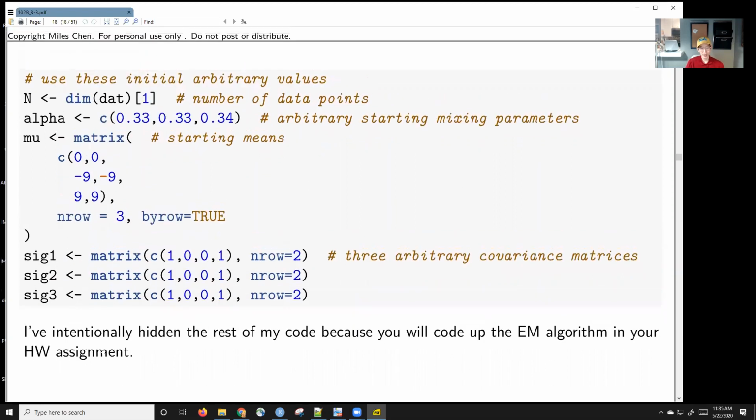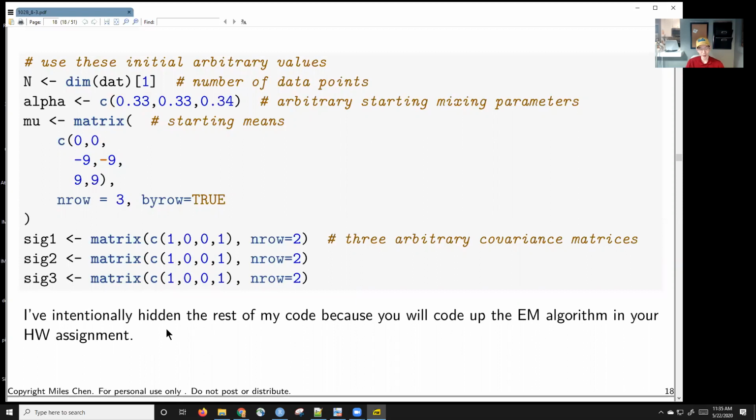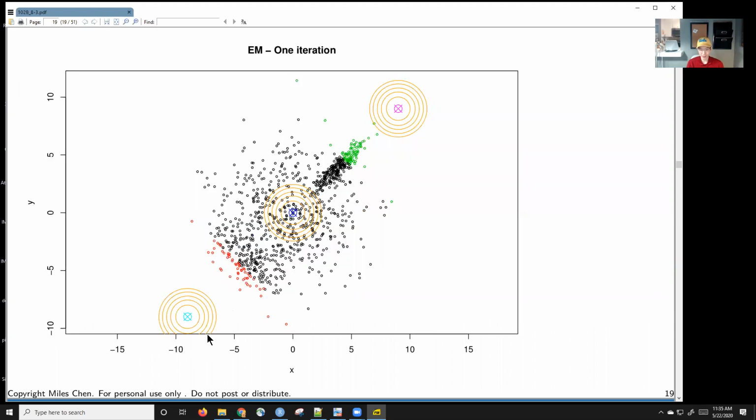And as far as the rest of the slides go, I've hidden my code. I've intentionally hidden it because for your homework assignment, I'm going to make you code up the EM algorithm, so you get the satisfaction of doing this as part of your homework.